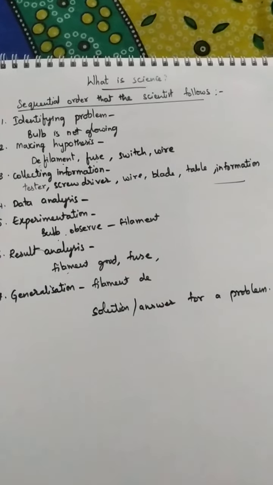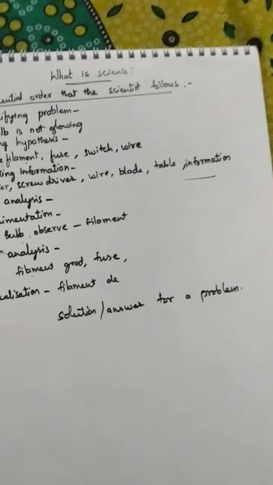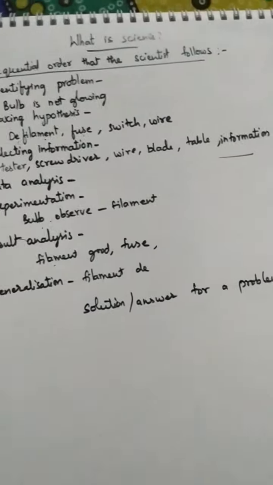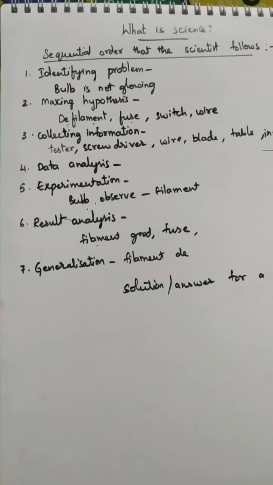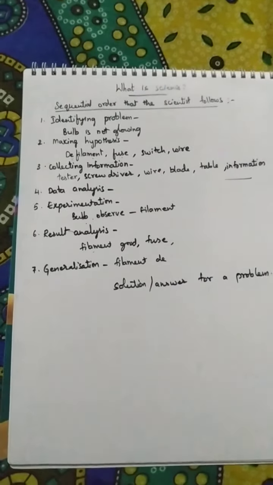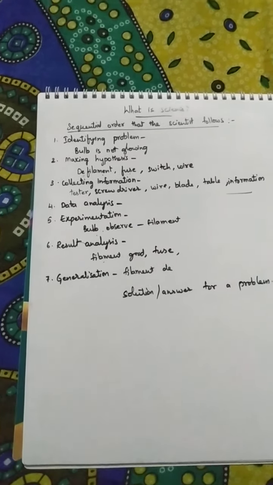These are the 7 important steps. Note down the 7 steps: identifying problem, making hypothesis, collecting information, data analysis, experimentation, result analysis, and generalization. Copy down this in a proper order and learn how the scientist will function.